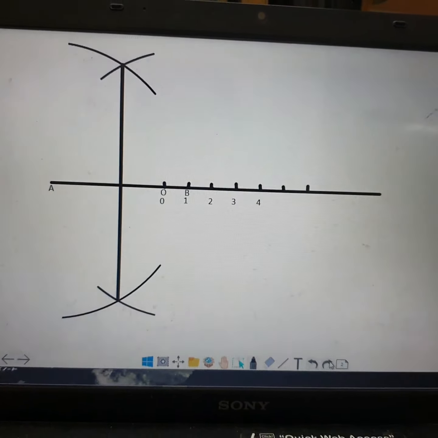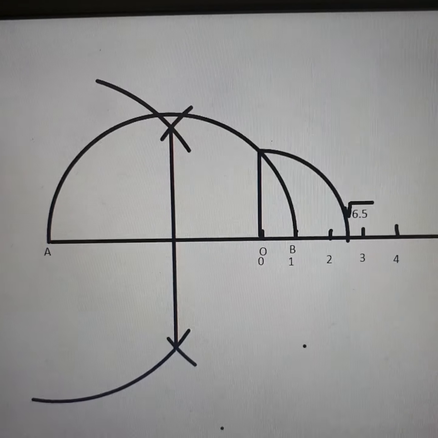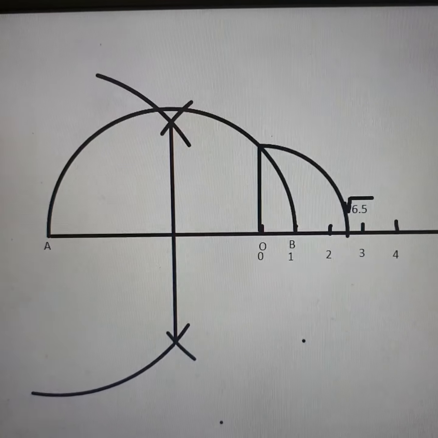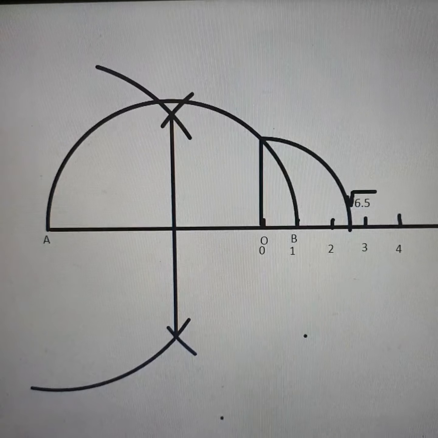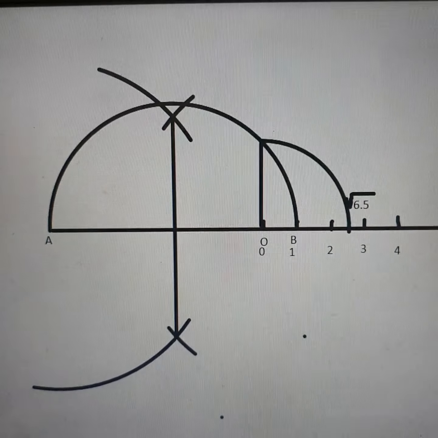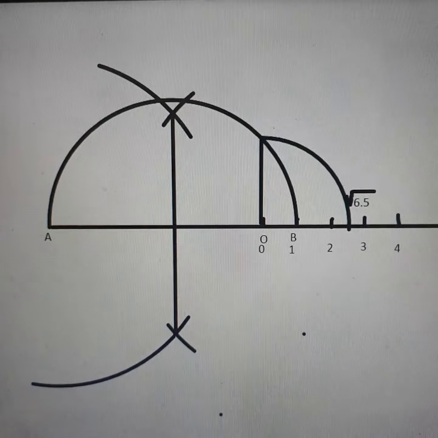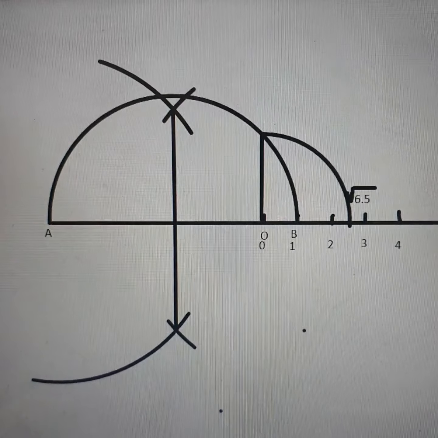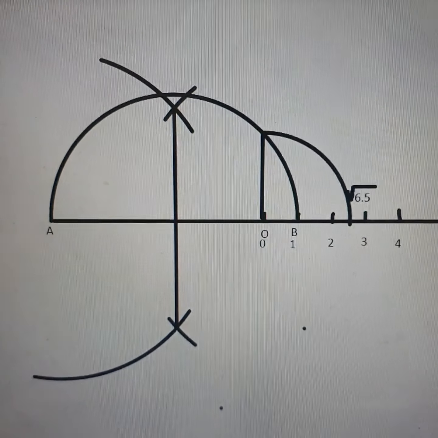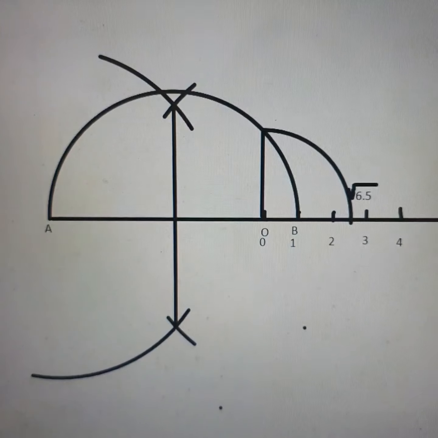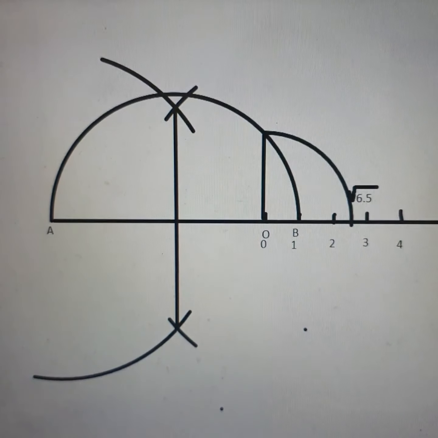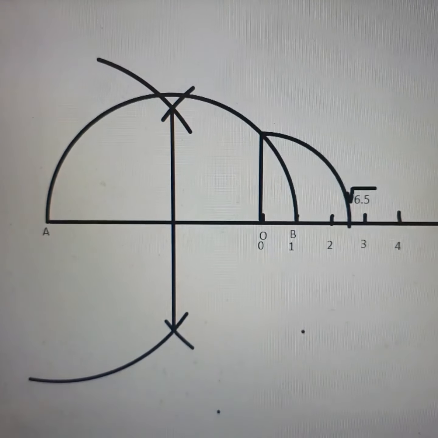So this is how you will do the representation of an irrational number on a number line. These are the steps that you are going to follow for any of the sums of representing an irrational number on a number line of the form root x, where x is any positive real number. So you can do sums like root of 7.7, root of 8.9 on a number line.